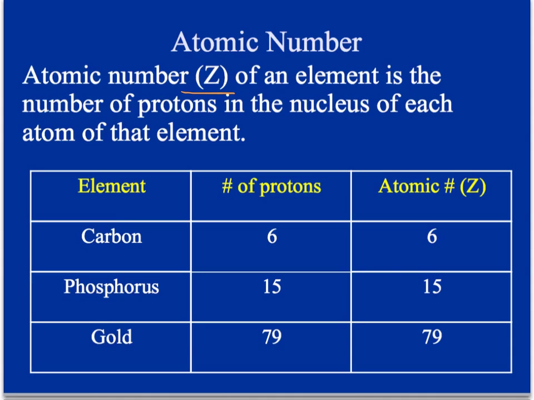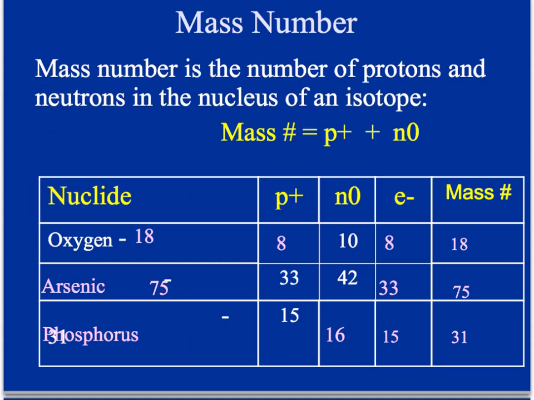We did a little chart earlier in class, but remember, if we look at the element carbon, its atomic number is 6, and therefore we know that it has 6 protons. Same thing we see with phosphorus. The atomic number is 15, so therefore we know it has 15 protons. Finally, gold, atomic number 79, number of protons 79. So there's a direct relationship between the atomic number and the number of protons, and it's important that you memorize that relationship because you will be making these calculations on the test.